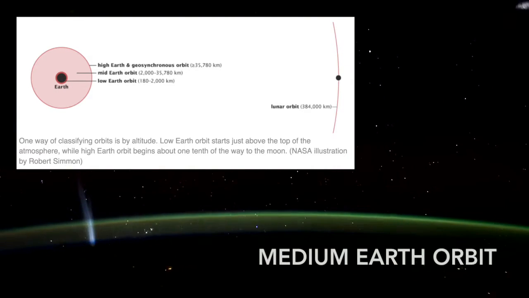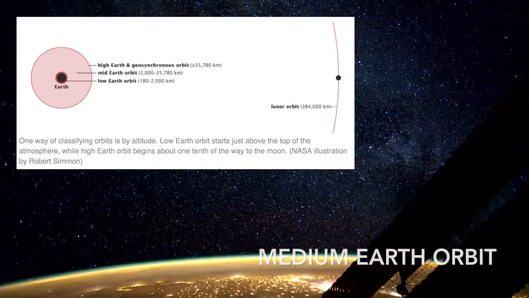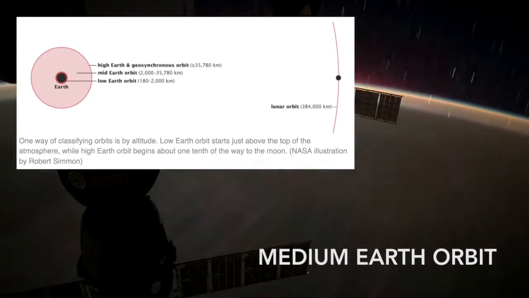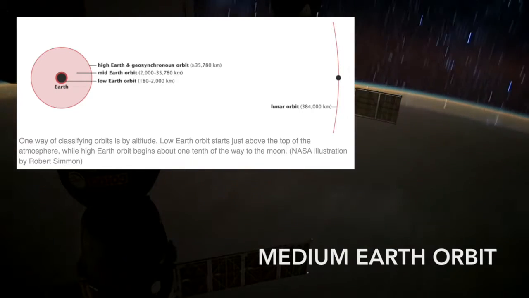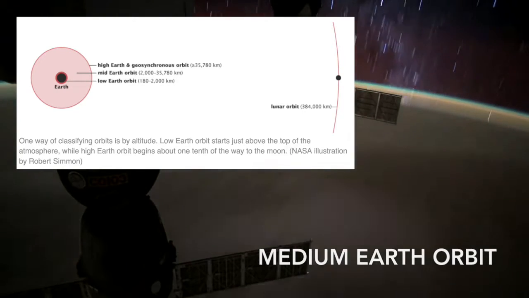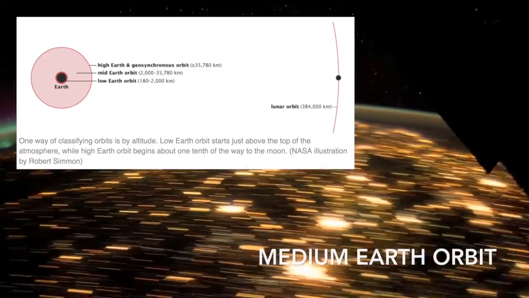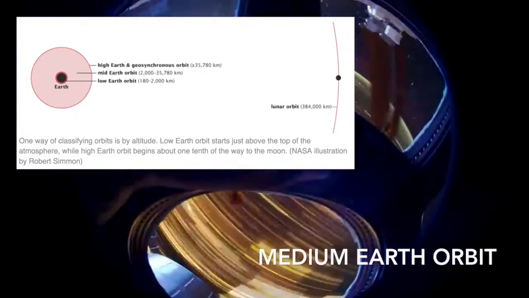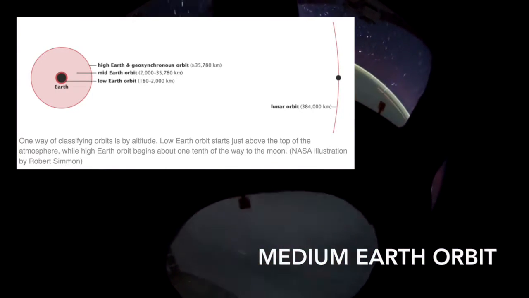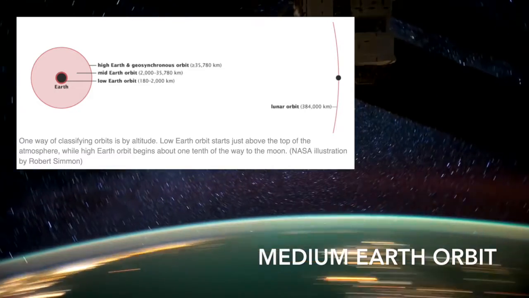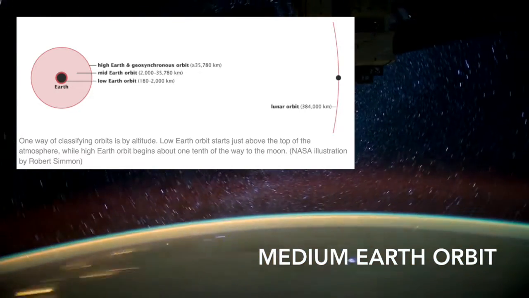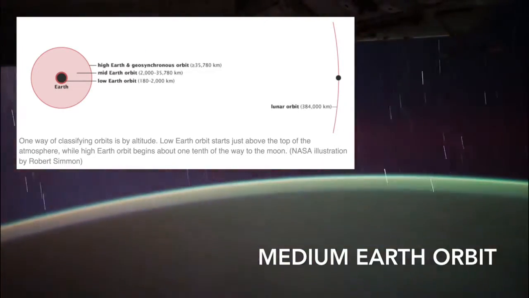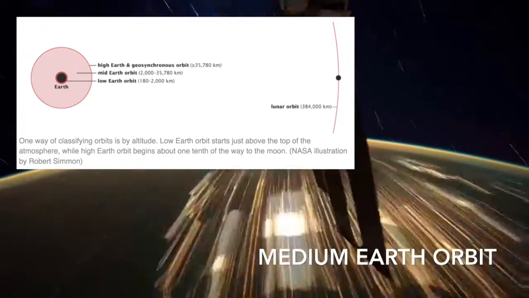Medium Earth orbits are closer to Earth than high Earth orbits, only 26,560 kilometers from the center of the Earth and approximately 20,200 kilometers above the surface. The closer to Earth a satellite is, the faster it moves. It takes 12 hours for a satellite at this height to complete an orbit, meaning that every 24 hours, the satellite crosses over the same two spots on the equator.